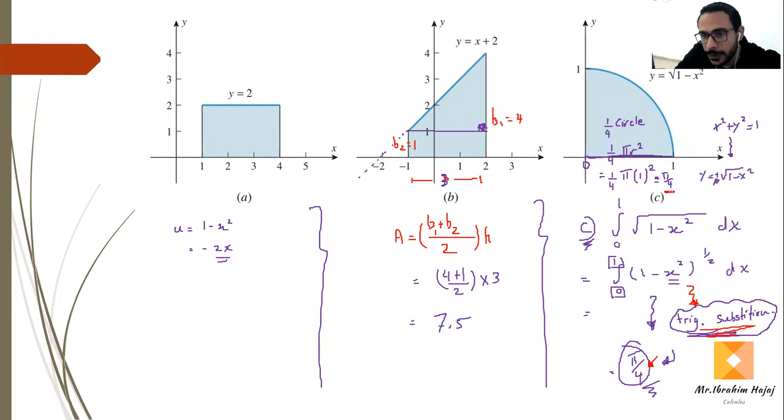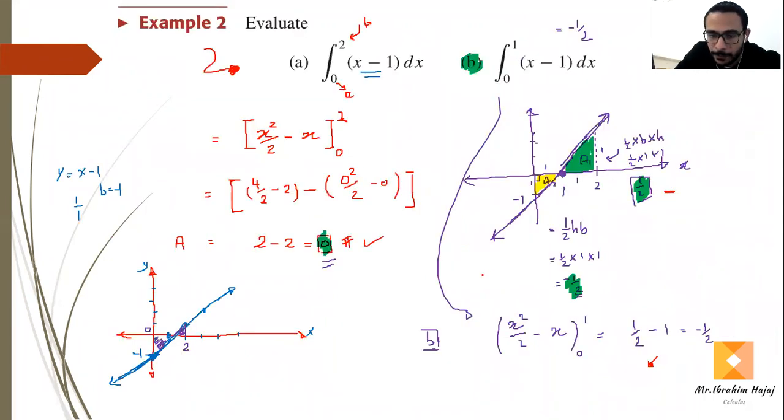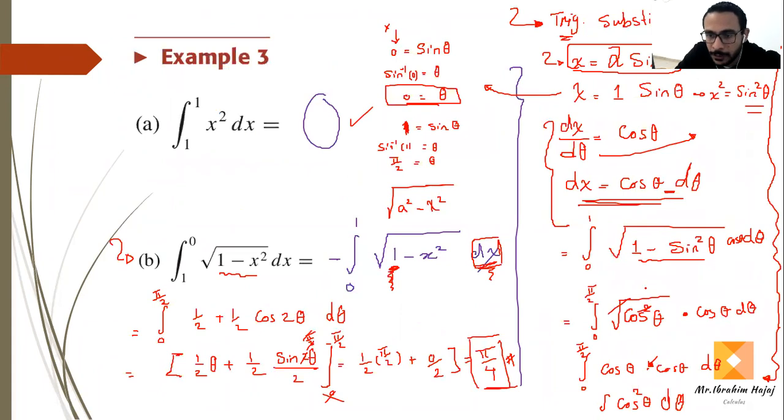By using geometry areas, okay? But by using integration, you have to follow this way, trig substitution. It's not important right now, I just wanted to show it to you. But again, you have to let x, this x, be a sine theta. And a is 1. A squared is 1 and a also is 1.